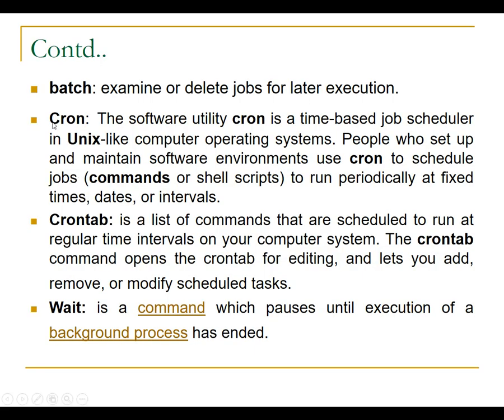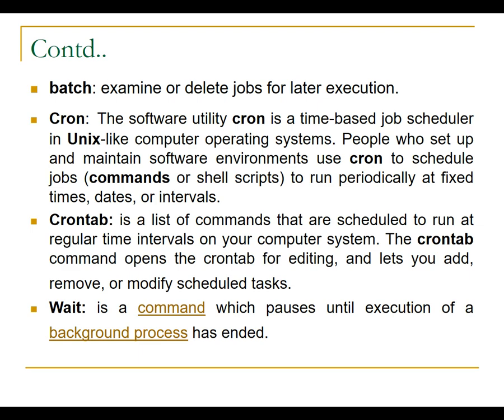Next is cron. The software utility called cron is a time-based job scheduler in Unix-like computer operating systems. People who set up and maintain the software environment can use cron to schedule jobs to run periodically at a fixed particular date, time or interval. Cron and crontab both are the same. That depends on the time, date and interval on which you want to execute a specific process.